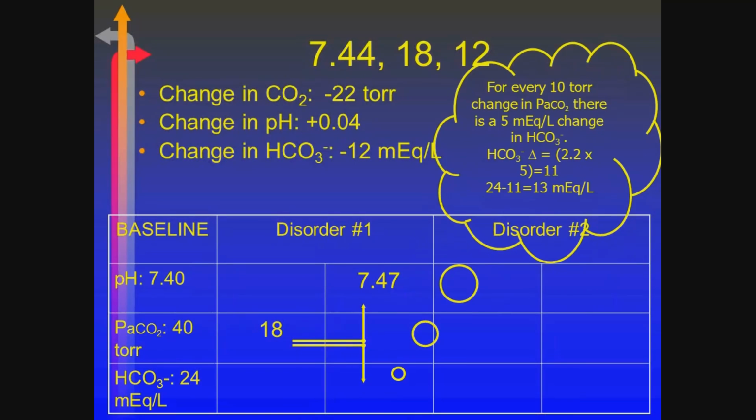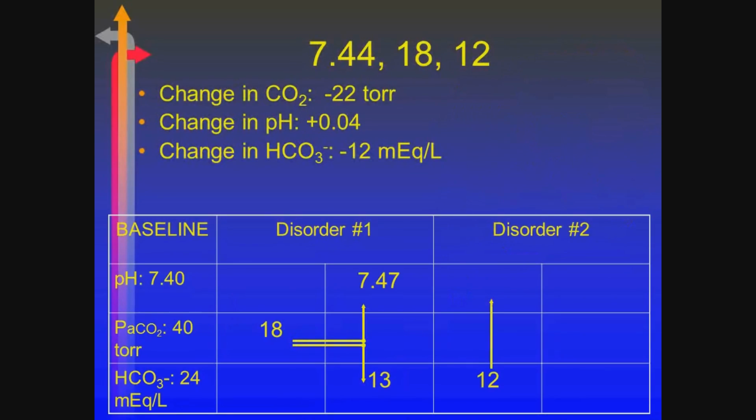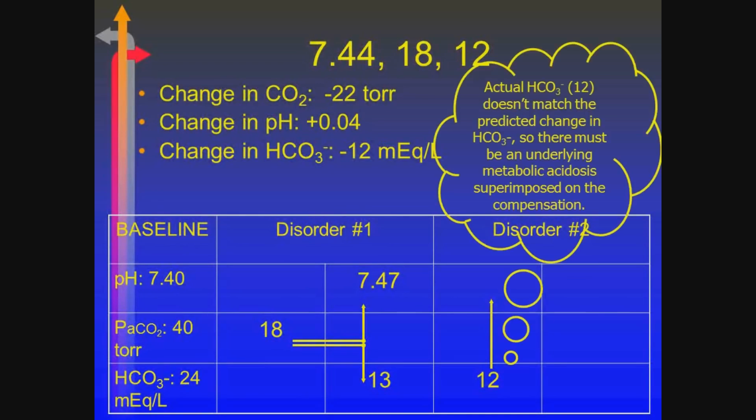For every 10 torr change in CO2, there's a 5 milliequivalent change on the alkalosis side. So 2.2 times 5 is 11. 24 minus 11 would be 13. The compensation says it should be 13. In reality, it's 12, though. So something else must be creating a little bit of acidosis to drop that down. There must be an underlying metabolic acidemia superimposed on this respiratory alkalosis.